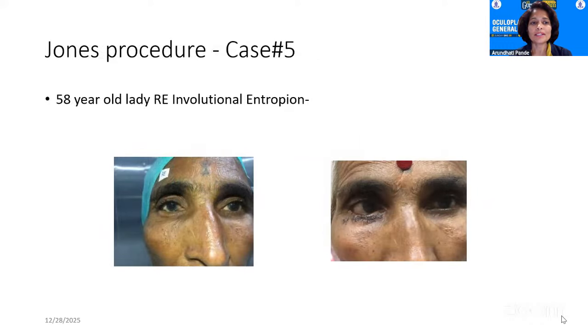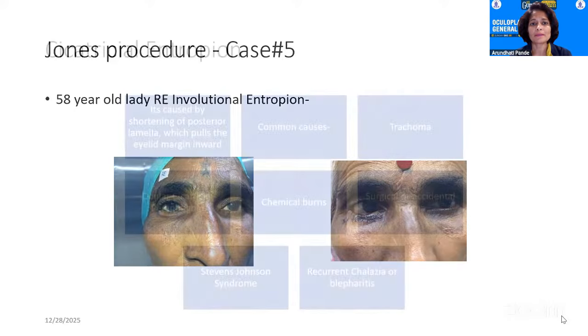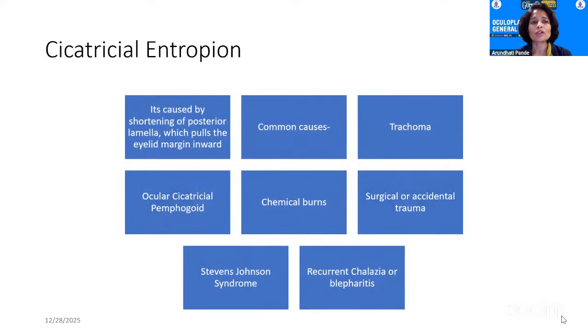So this lady, 50-year-old lady, right eye involutional entropion, and this is a post-op picture. So what is a cicatricial entropion? It is caused by shortening of posterior lamella, which pulls the eyelid margin inward. So common causes are trachoma, ocular cicatricial pemphigoid, chemical burns, surgical or accidental trauma, Stevens-Johnson syndrome, recurrent chalazia or blepharitis.